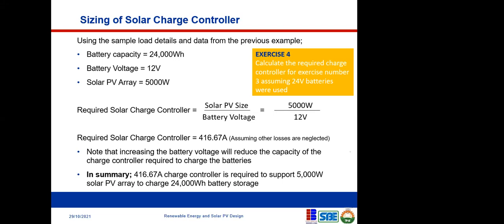My own question will be, let's look at it from a practical point of view. Let's assume we are using a panel capacity of 360 watts. So if we divide 5,000 watts by 360, you're going to get 13.8. That is 14 panels.